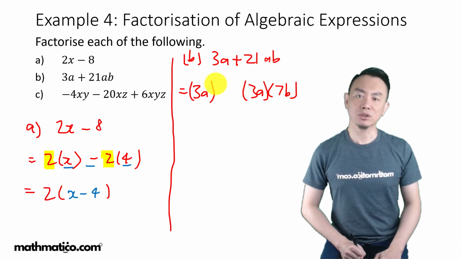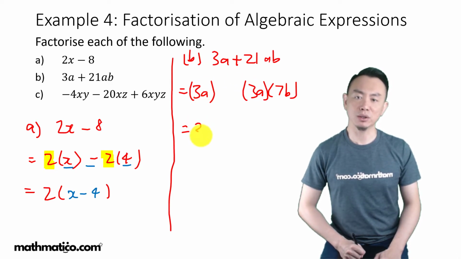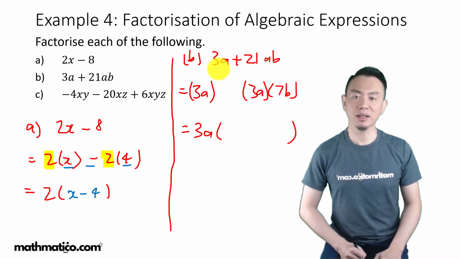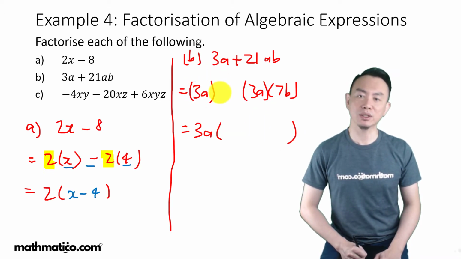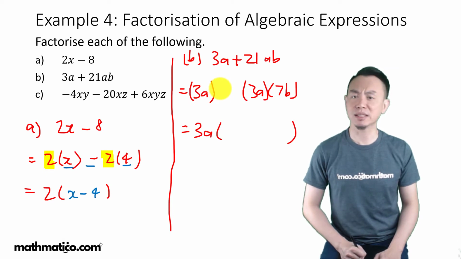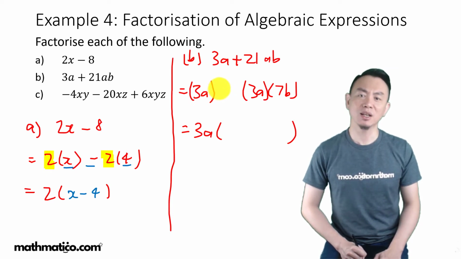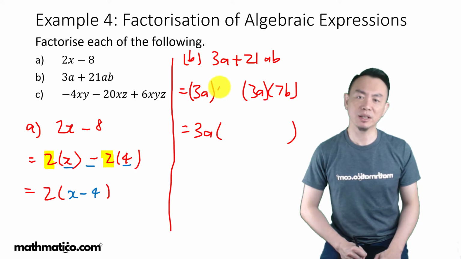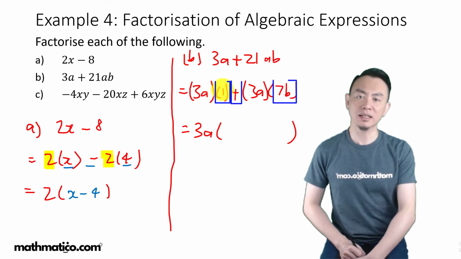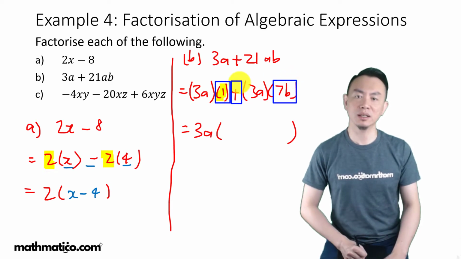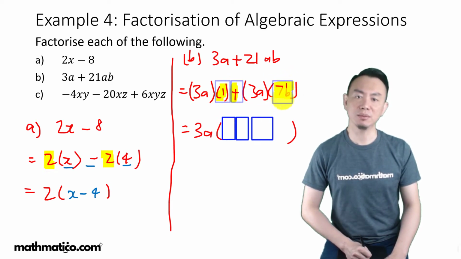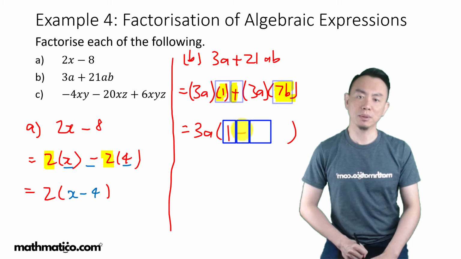Now, interesting. If you think about it, this 3a and this 3a are common factors, so they go outside the bracket, and then you're going to have stuff in the bracket. This 3a is going to go outside the bracket, so what is going to be left here? Is it going to be 0 or nothing, or what? Well, 3a is in fact 3a times 1 plus this. So the 1 is going to be in the bracket, and over here you have a plus 7b. So it's 1 plus 7b.